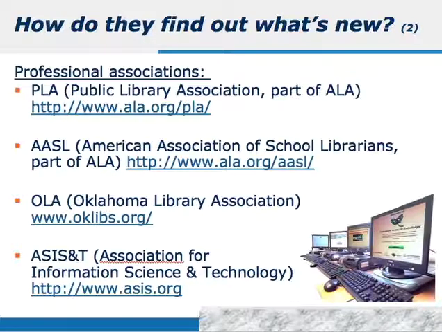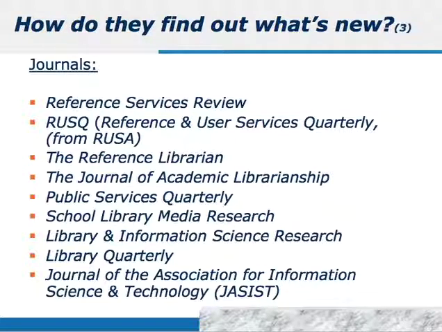Okay, so let's look at journals. Another way to monitor reference librarianship is through journals. And here's a list to be aware of if you're not already. The first three are primarily engaged with reference. The fourth, the Journal of Academic Librarianship, has a wide variety of articles, including reference, and the others have various articles that may or may not specifically be related to reference, but could be of great interest to you.